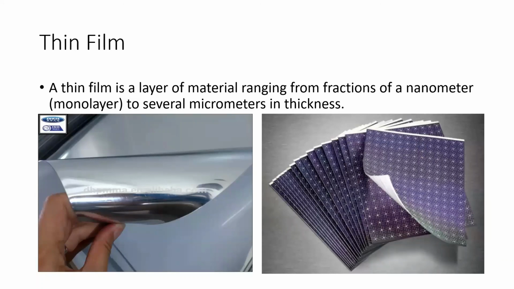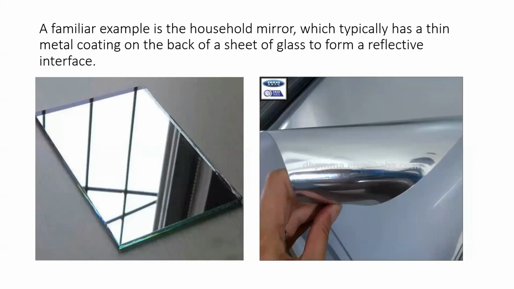My topic is thin films. A thin film is a layer of material ranging from a fraction of a nanometer to several micrometers in thickness. A familiar example is the household mirror, which typically has a metal coating on the back of a sheet of glass to form a reflective interface. The process of silvering was once commonly used to produce mirrors.